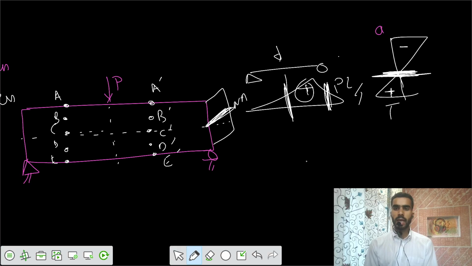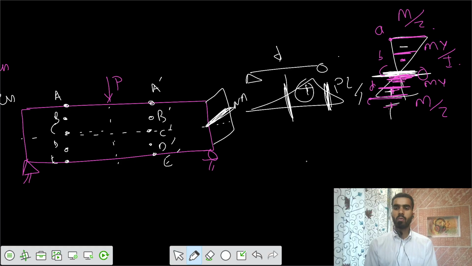So that means points above will face compression. So points A, B, C, D, E. A point is having a compressive stress of M by Z. This point is having stress of My by I, and this one is having stress of 0. And A and B are having compressive, D and E are having tensile. This one is M by Z, and this one is My by I. So you got this one.